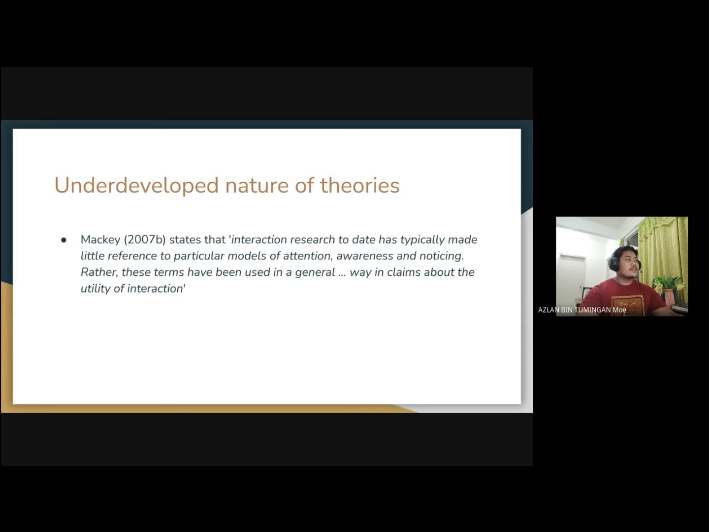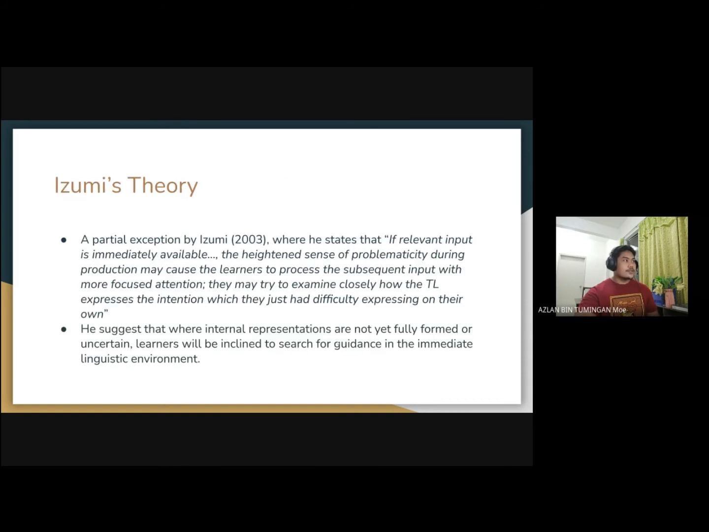So Mackey states that the interaction research to date has typically made little reference to the particular model of attention, awareness, and noticing. Rather, these terms have been used in a general way in claims about the utility of interaction. So one person, Izumi, made an exception. Izumi states that if relevant input is immediately available, the heightened sense of problematicity during production may cause the learners to process the subsequent input with more focused attention.